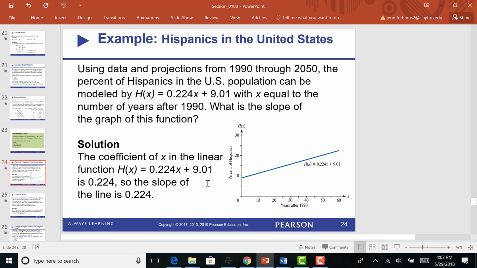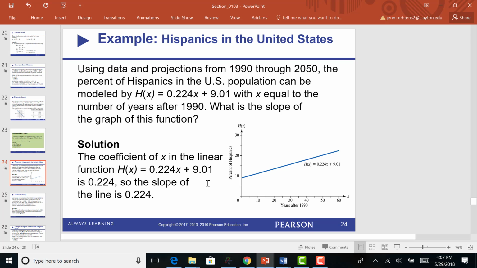Is it written in y equals mx plus b form? Yes. What's in the place of the y? H of x is in the place of the y. What's the slope again? 0.224. What's the y-intercept? 9.01. Okay, so y'all good. That's all they asked you for with this.